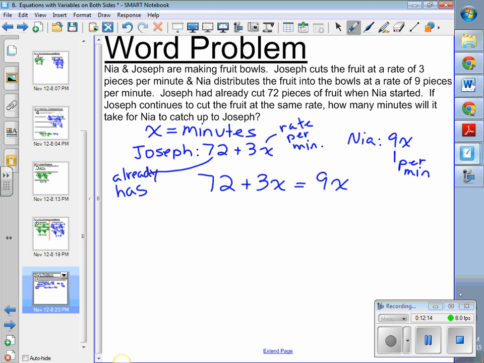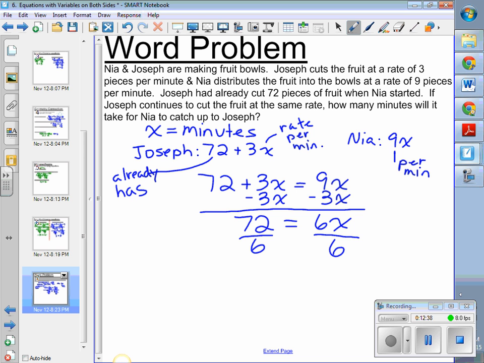Okay. So now we just need to solve this. This one's not too bad. We need to subtract our 3x from both sides to get our variable on one side of the equal sign. We're left with 72 on one side and 6x on the other. Now, to get x all by itself, we divide because it's being multiplied. So what we do on one side, we do on the other. 72 divided by 6, hopefully you guys know this one, is 12. So it's going to take 12 minutes for Mia to catch up.